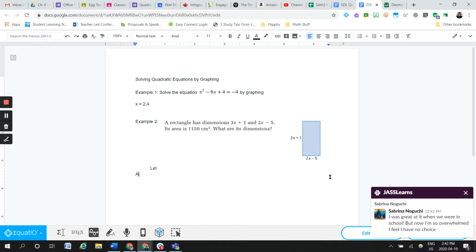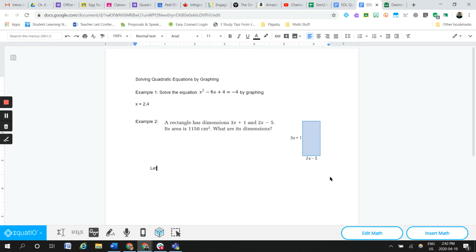So we're going to let A represent the area in square centimeters. We're always being specific when we define a variable. I don't really need to define x because it's already kind of done in the question and doesn't have a specific meaning.